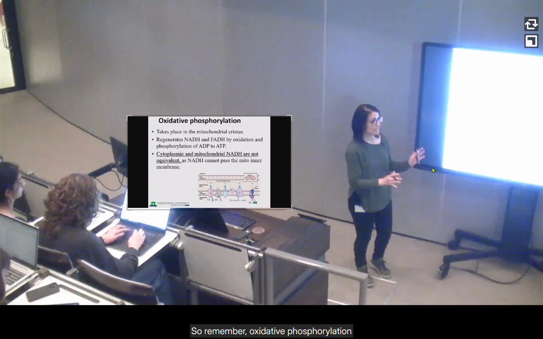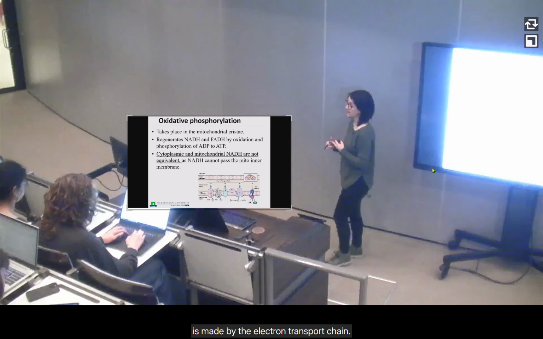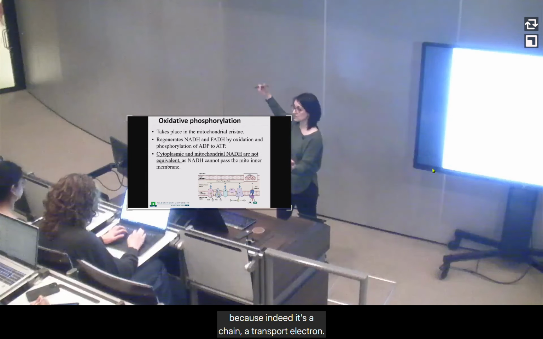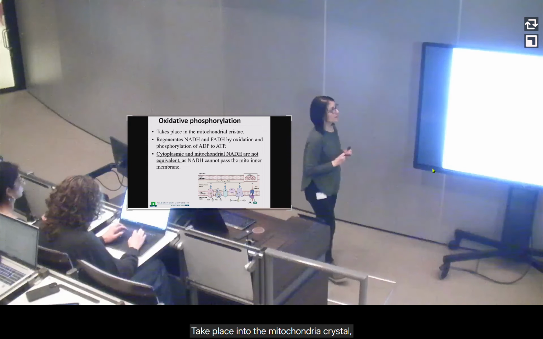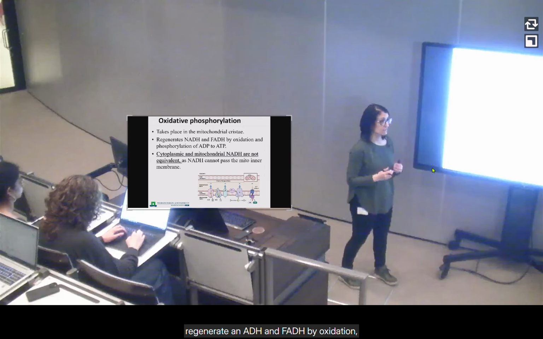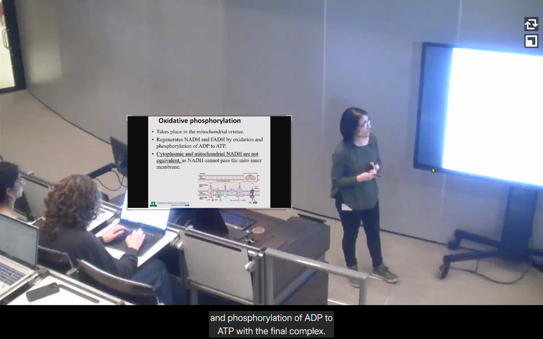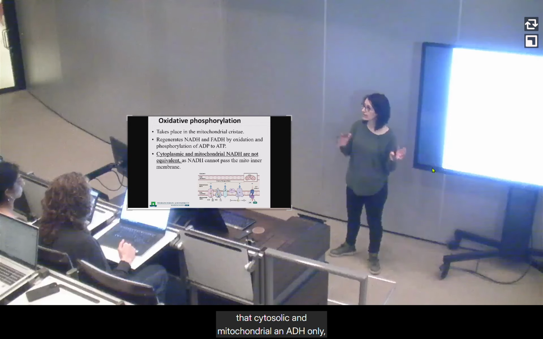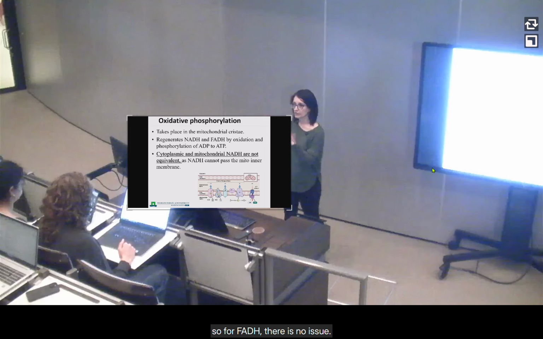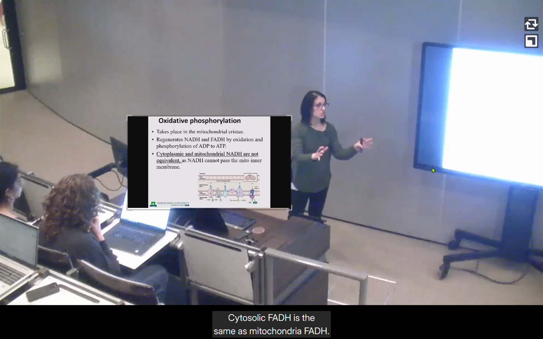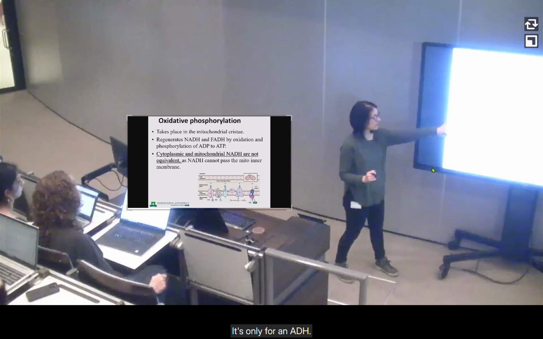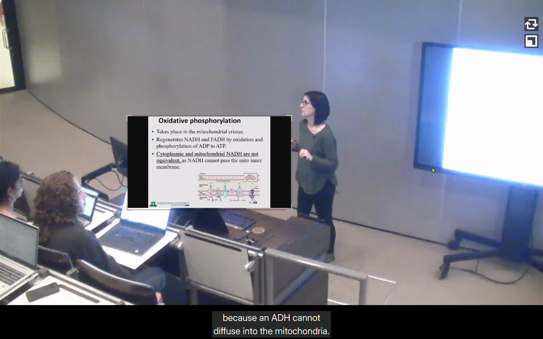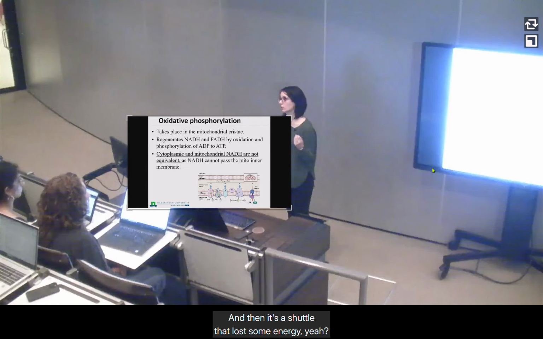Okay? So remember, oxidative phosphorylation is made by the electron transport chain. These proteins are called that because indeed it's a chain that transports electrons. It takes place in the mitochondrial cristae, regenerates NAD and FAD by oxidation of NADH and FADH, and phosphorylation of ADP to ATP with the final complex. And remember, for now, that cytosolic and mitochondrial NADH only. So for FADH, there is no issue. Cytosolic FADH is the same as mitochondrial FADH. It's only for NADH. They are not equivalent because NADH cannot diffuse into the mitochondria. And it needs a shuttle that loses some energy.